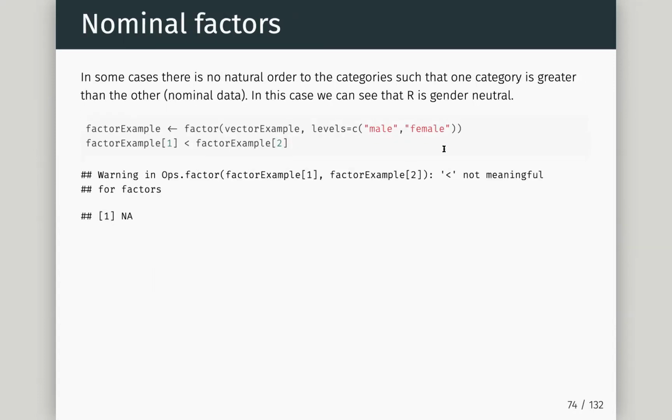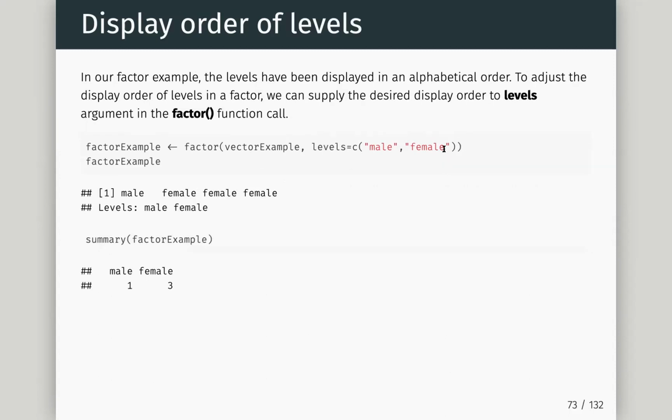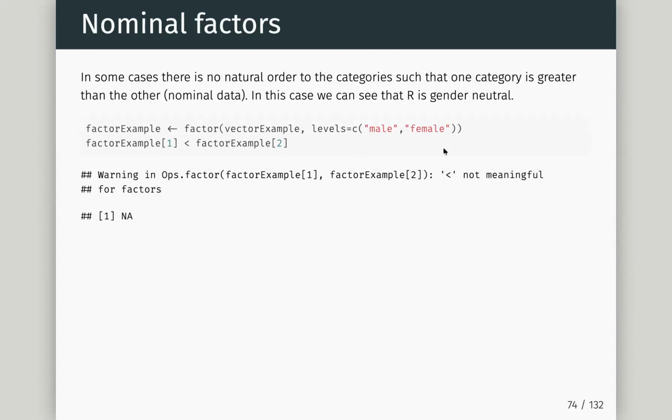Okay, order of levels. In some cases, there's no natural order of the categories. In this example, male and female, one is not greater than the other. In other cases, you actually do have some need to have categories small, big, biggest, and you want to be able to convey that in a factor. So here we have just normal categorical data. We have factor, and we give it our vector, and we tell it the levels.